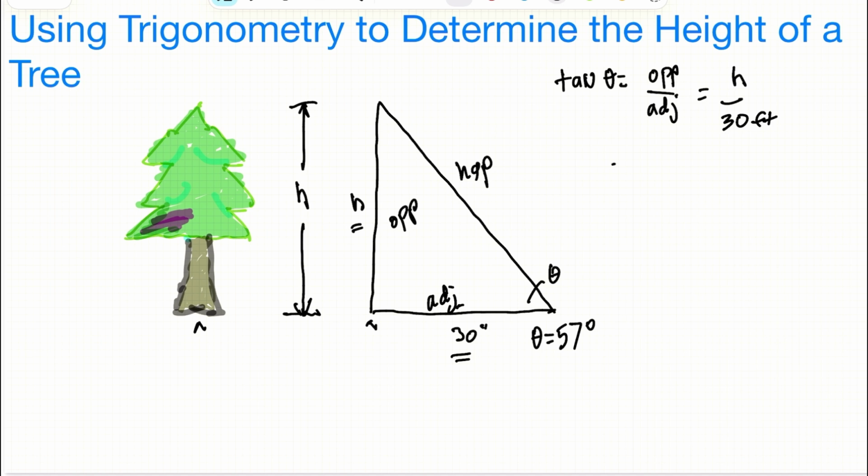So we know the tangent of the angle theta, which is 57 degrees, is equal to h divided by 30 feet. We can put the 30 on the other side, multiply both sides by 30. So we get 30 times the tangent of 57 degrees is equal to h. Now I'm going to use the Desmos scientific calculator to do that.